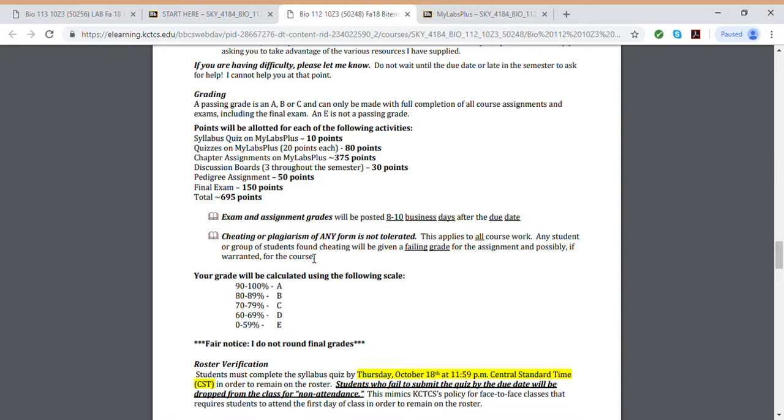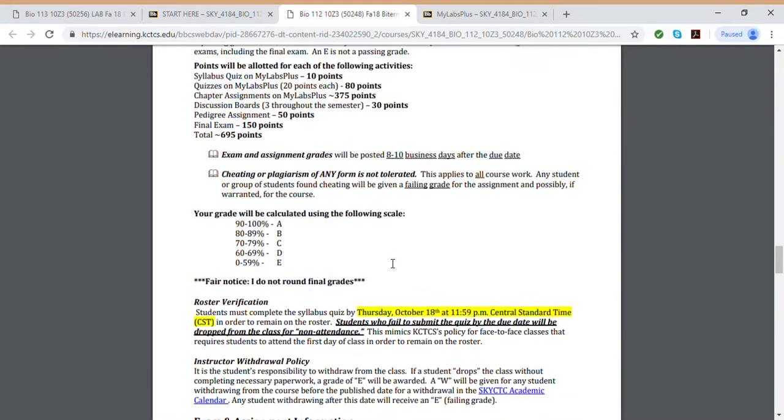Again, cheating or plagiarism is not tolerated. So notice this is a big deal. This is the third time it's been posted. No cheating, no plagiarism.